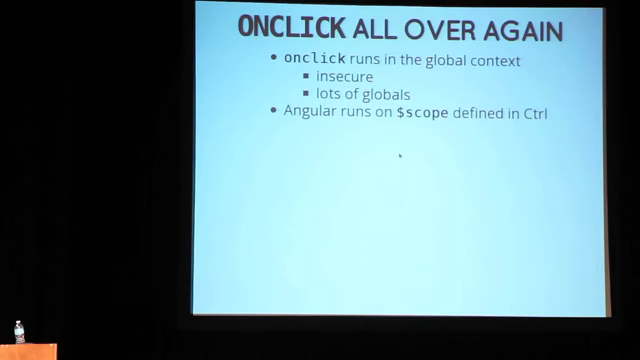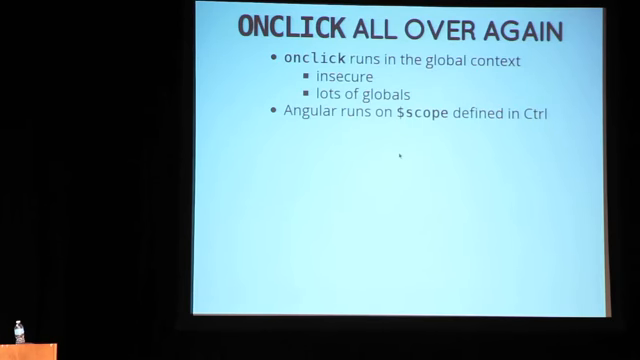onClick is really bad because it runs in the global context. So it runs on window, any property on window. That means it's really insecure. It's really easy for an attacker, if they can run any JavaScript in your page at all, to just overwrite some property in there. And the other problem with that is that you end up with lots and lots of globals, which make your app really hard to maintain.